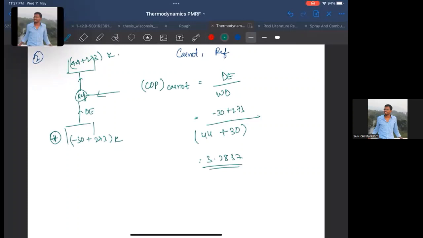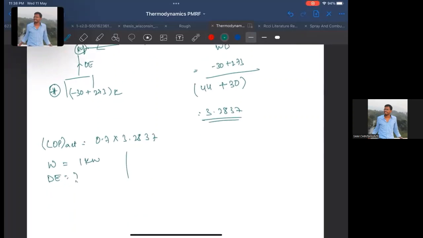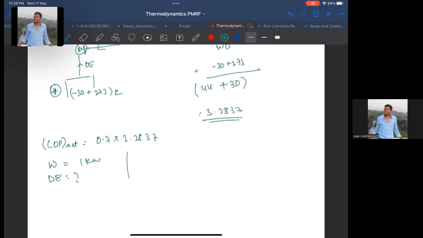All right. Next, they have asked if the actual refrigerator has a COP that is 70% of the Carnot value. So COP actual is equal to 0.7 into 3.2837. And then they're asking us to estimate the refrigeration effect per kilowatt of power consumption. So W is equal to 1 kilowatt. So what is the desired effect is what they are asking. So 0.7 into 3.2837 gives COP is equal to 2.299, and that is equal to your desired effect by work done. So desired effect is equal to 2.299 kilowatts.